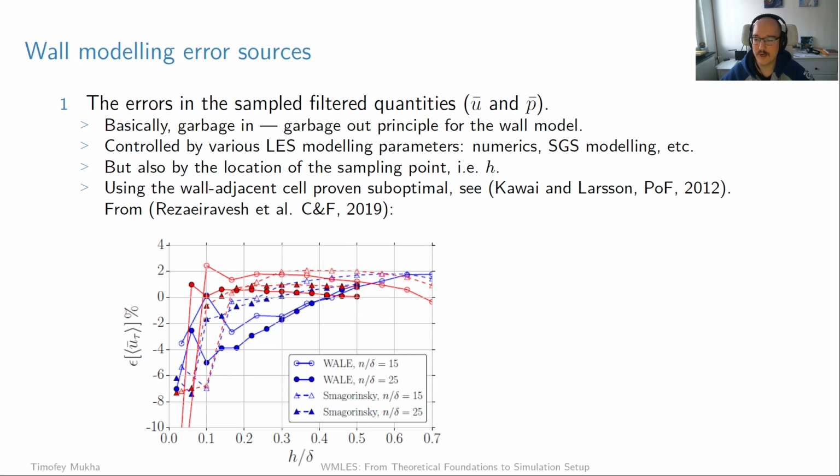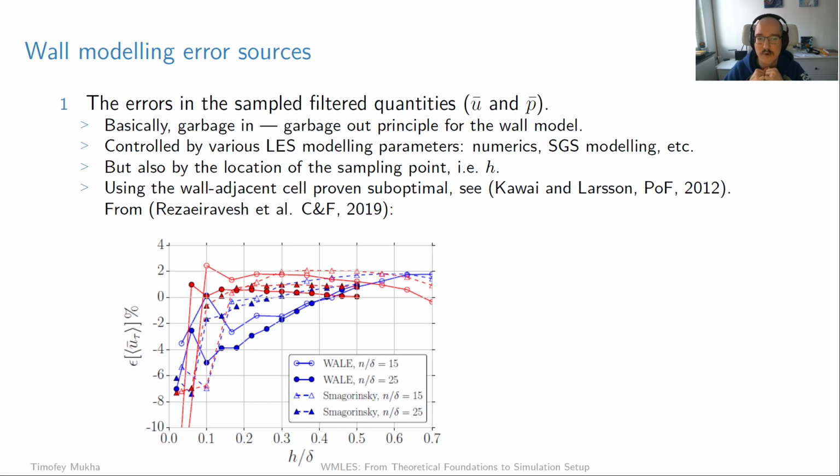But there's also one parameter of the wall model that is actually coupled to this error, and that is the distance to the sampling point. So what we call h, right? This is the distance from the wall where you're going to sample these quantities. And it has been shown quite a while ago now in this paper in Physics of Fluids by Kawai and Larsson that choosing the wall adjacent cell is suboptimal in terms of the sampling point. So you should never sample from the wall adjacent cell.